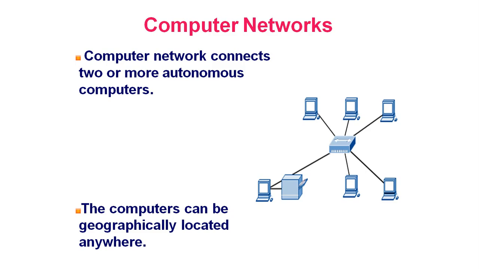Now we'll see the definition of a computer network. We already saw what is meant by networks: a connection between a number of devices. One of the devices is a computer. So a computer network connects two or more autonomous computers. Here the word autonomous means the computers work on their own, so they are called autonomous computers, meaning they have some processing capability.